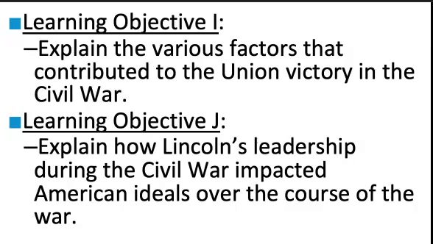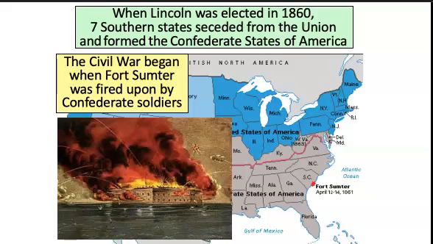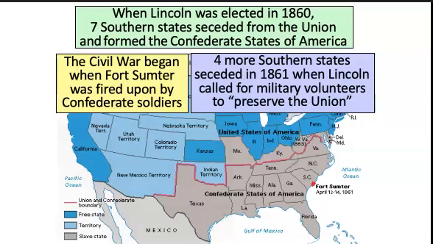So first, just a little bit of review from last time. When Lincoln was elected in 1860, 7 southern states seceded from the Union and formed the Confederate States of America. That's the Deep South. The first shots of the war are going to be fired at Fort Sumter by Confederate soldiers, which leads to 4 more southern states seceding in 1861. Lincoln calls for 300,000 military volunteers to preserve the Union. Remember, not to end slavery.